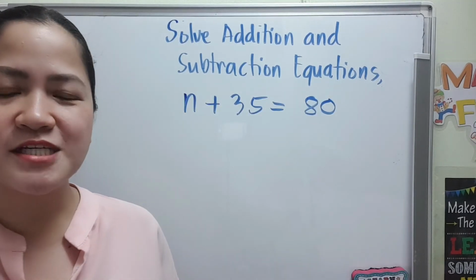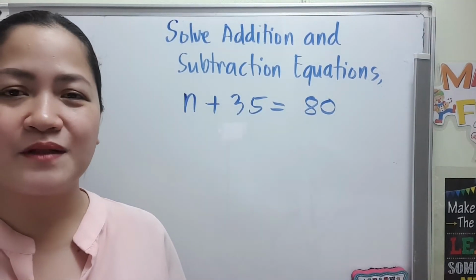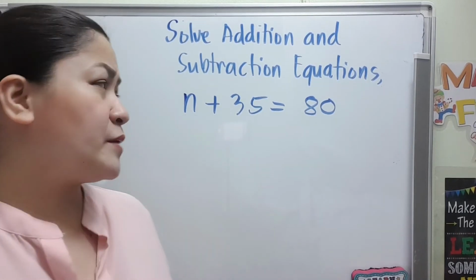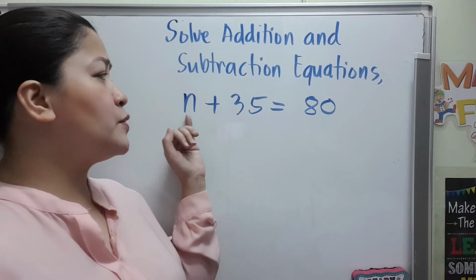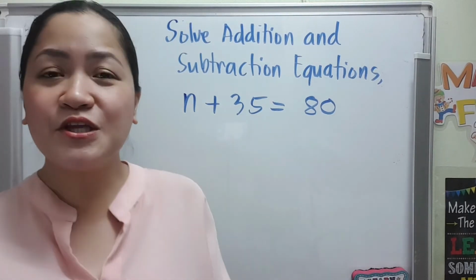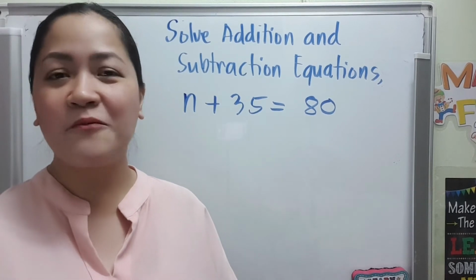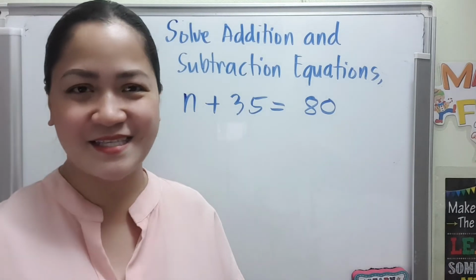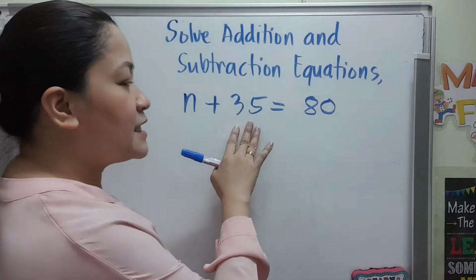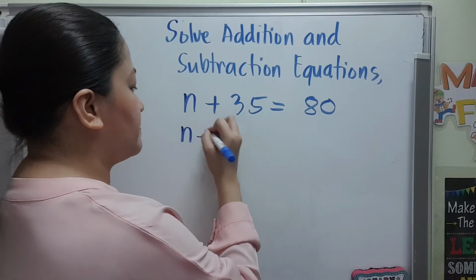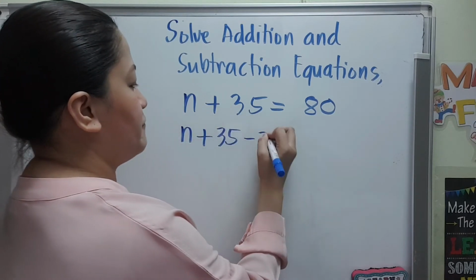How about the equation n plus 35 equals 80? I know you have your own way of solving this. You can just think of a number that you can add to 35 and will give you 80, right? But when you do that, you're also doing the operations or the processes that we have discussed today. So let us find the inverse of positive 35. That will be negative 35.